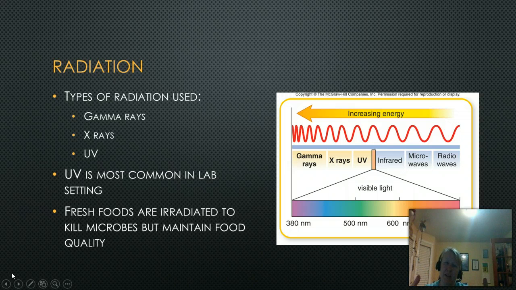We also use radiation in fresh foods. So meats and things like that will be irradiated to stop the growth of microbes on them. So that's just another mechanism where we use radiation.